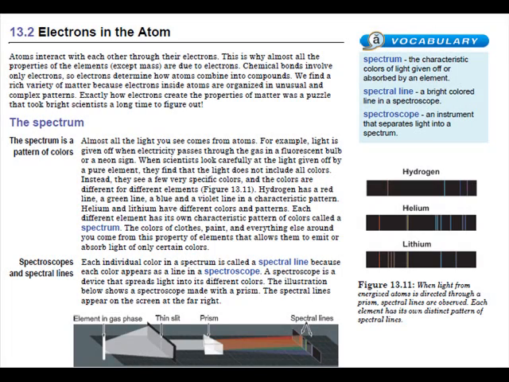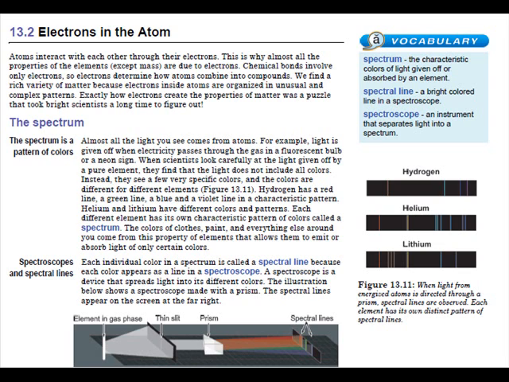Electrons in the atom. Atoms interact with each other through their electrons. This is why almost all the properties of the elements except mass are due to electrons. Chemical bonds involve only electrons, so electrons determine how atoms combine into compounds. We find a rich variety of matter because electrons inside atoms are organized in unusual and complex patterns.